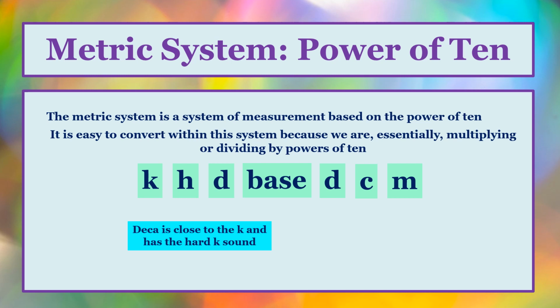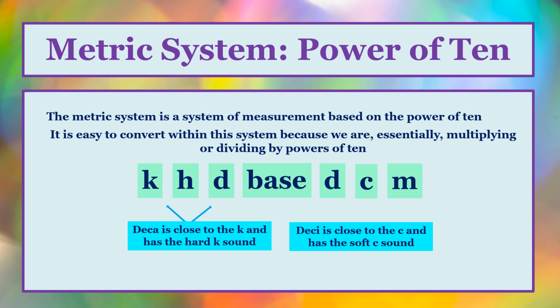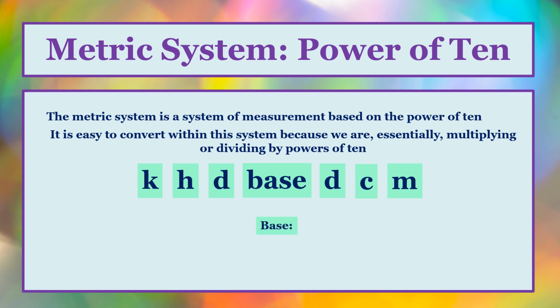Deca is close to the K, so it's going to have the hard K sound. We have two D's here, so a way to remember that is deca is close to the K, and you'll see deci is close to the C, so it's going to have more of the soft C sound.